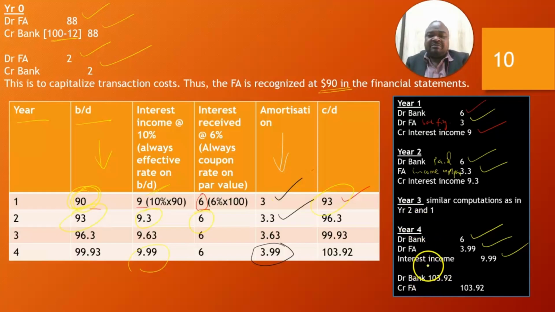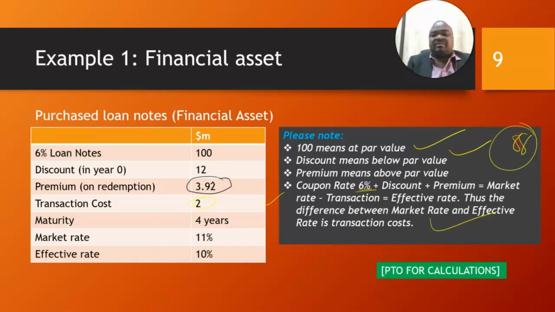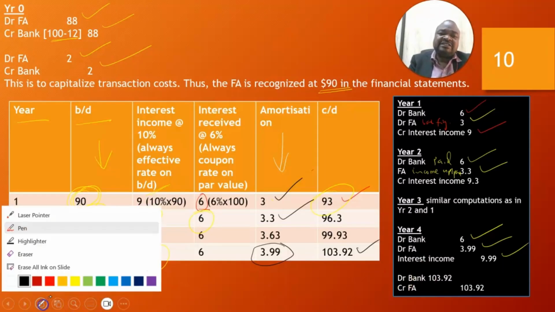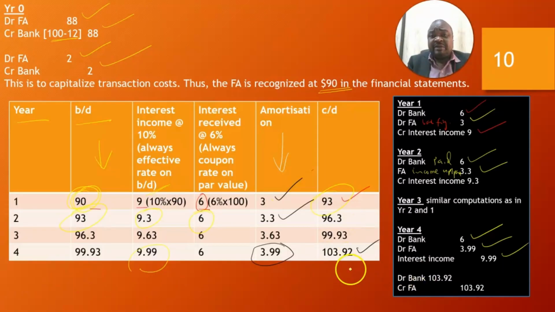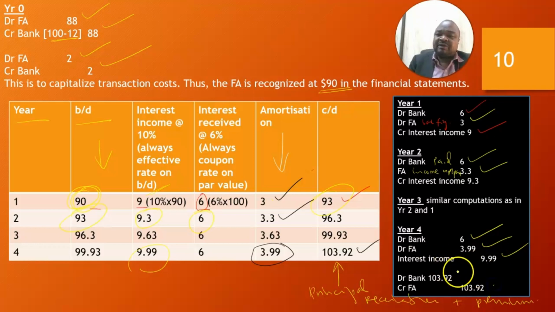Remember, there was a premium. The premium was 3.92. So this is 100 plus 3.92. When we settle that, it's not a payment, but a receivable: principal amount plus premium plus receivable. So we're going to debit the bank and credit the financial asset. Why are we crediting the financial asset? Because it has been redeemed. It has reached its maturity, right?